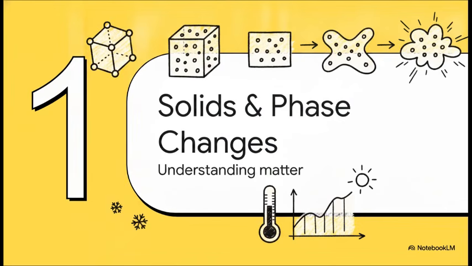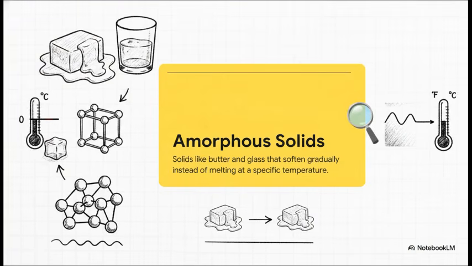Okay, kicking things off with section 1, solids and phase changes. Because we really need to understand how matter is structured before we can truly understand how it changes. So not all solids are created equal. Think about ice. It melts precisely at 0 degrees Celsius, right? But then think about stuff like butter or glass. These are what we call amorphous solids, or in Arabic, al-mawad al-salba ghayr al-mutabalira.